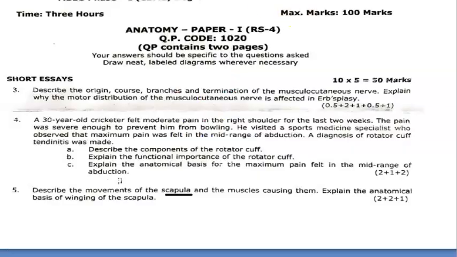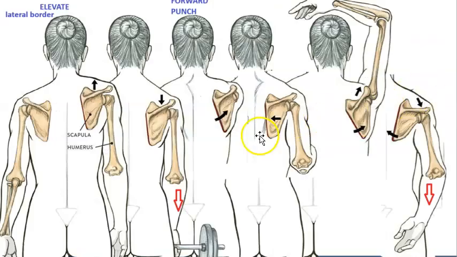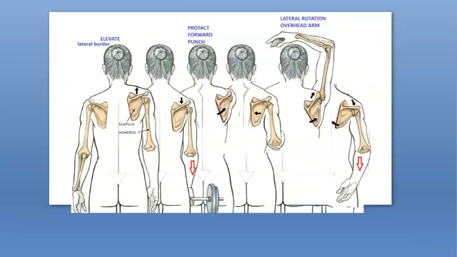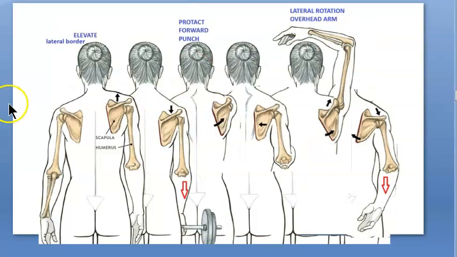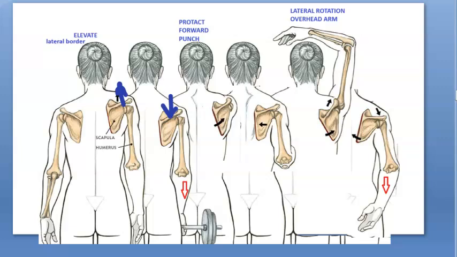So here are the movements of scapula. Now you will practice with us. Elevate the scapula, depress the scapula, protract the scapula. Protract means you have to forward punch that person. Punch somebody in front of you. Punch that person. That is protract the scapula.